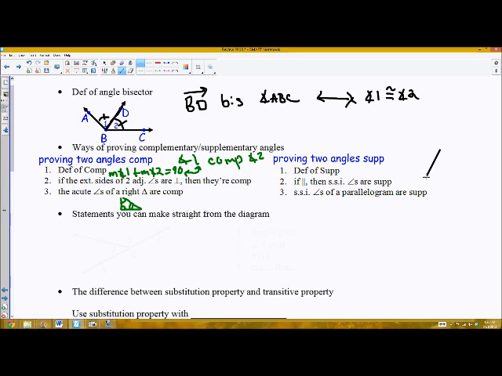If I have two parallel lines being cut by a transversal line, then their same side interior angles, which are the angles on the same side of the transversal and on the interior of the two parallel lines, would be supplementary to each other, and also the same side interior angles of a parallelogram are supplementary to each other.